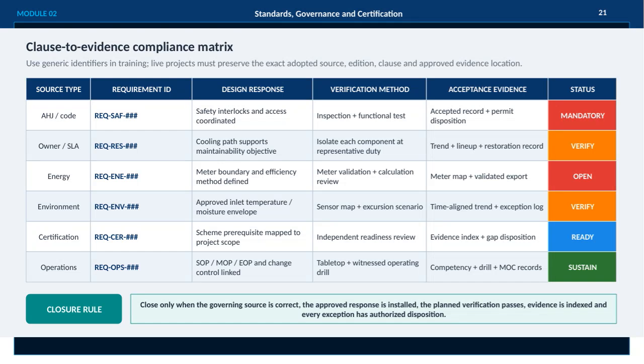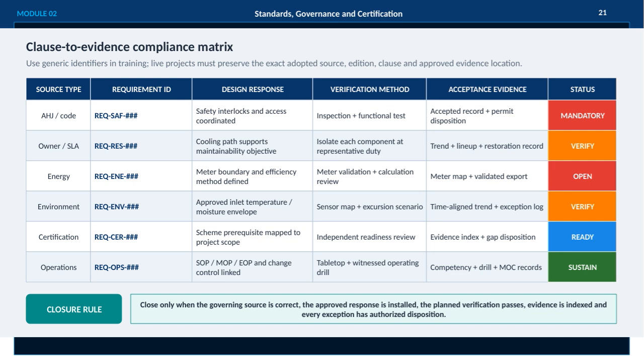Here we have the Clause to Evidence Compliance Matrix, which is a crucial tool in managing standards, governance, and certification for the Data Center MVAC system. The matrix helps us track each requirement from its source, through design response, verification, and finally to acceptance evidence, ensuring nothing is overlooked. Notice that each requirement is identified generically in training modules, but for live projects, it's essential to preserve the exact source, edition, clause, and approved evidence location. This maintains clarity and accountability throughout the process.